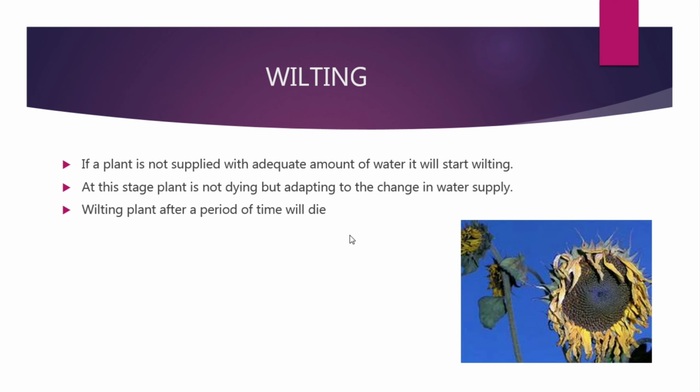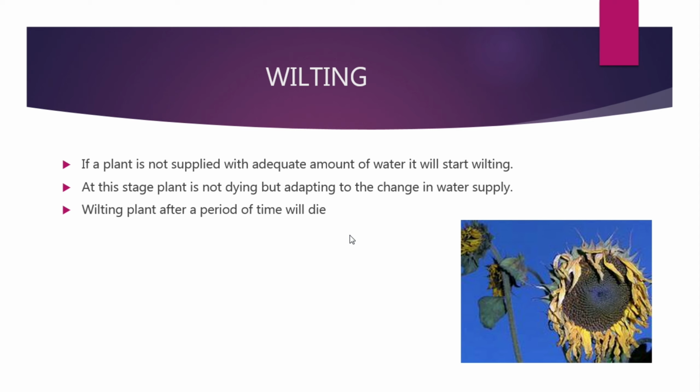Wilting. If a non-woody plant is not provided with an adequate supply of water, it will not be able to replace losses by transpiration. If this happens, the plant will wilt. Wilting is caused by a loss of turgor in the cells of the plant. The plant leaves collapse and the guard cells lose their turgor, closing the stomata.